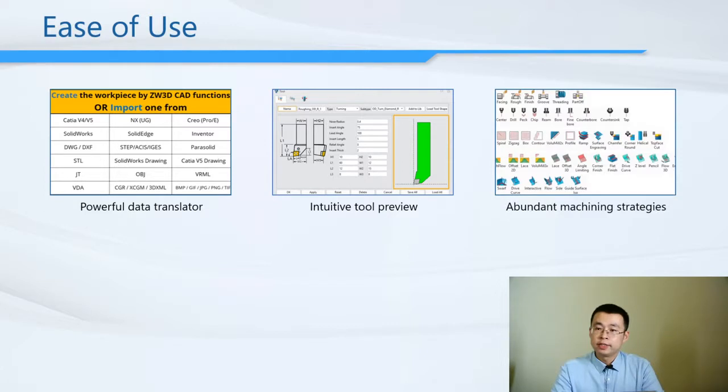And ZW3D can provide abundant machining strategies, and all the operations are well defined and well categorized. We got different drilling operations, we got different milling operations from 2 axes to 5 axes. Also, we got different turning operations.